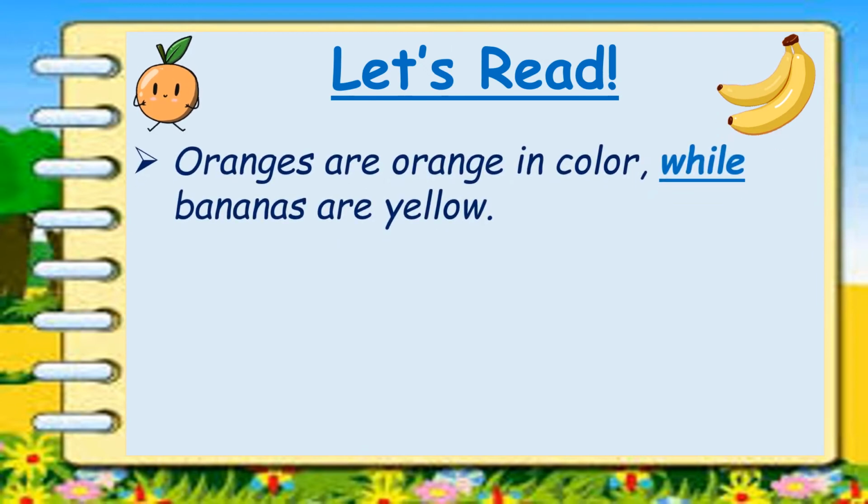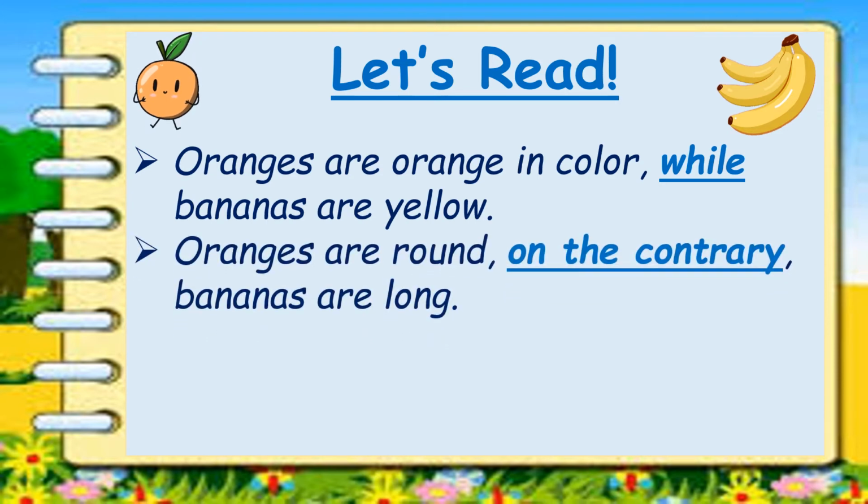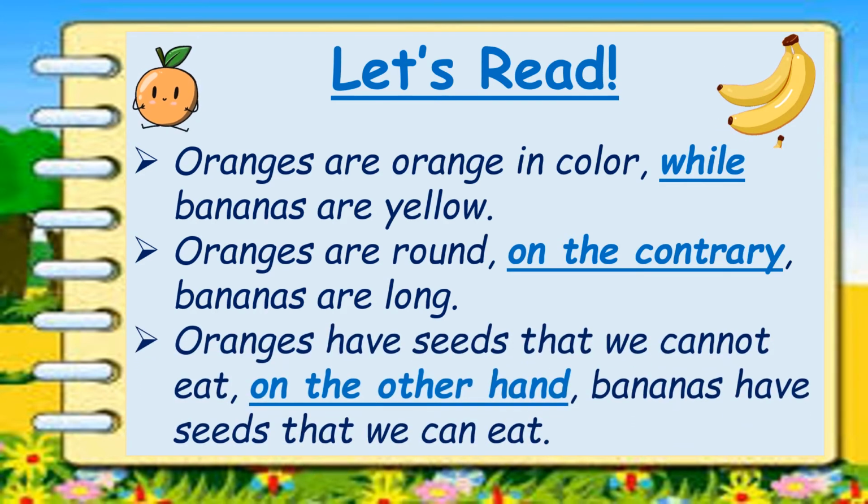Let's read some more sentences taken from the selection that we just read earlier. Oranges are orange in color, while bananas are yellow. Oranges are round. On the contrary, bananas are long. Oranges have seeds that we cannot eat. On the other hand, bananas have seeds that we can eat.